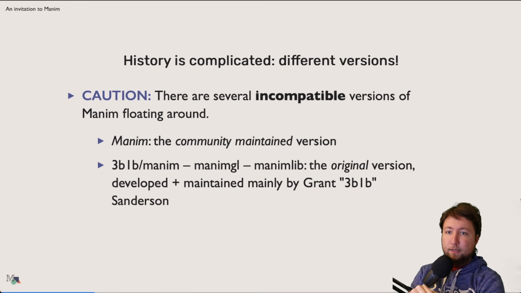This is what I mean when I say Manim, and this is also how the package on the Python packaging index is called. It's just Manim. No Manim CE, no Manim GL. These are different versions. So when I speak of Manim, in most cases I refer to the community maintained version. The other version that usually pops up quite frequently is the original version, 3b1b Manim or Manim GL.